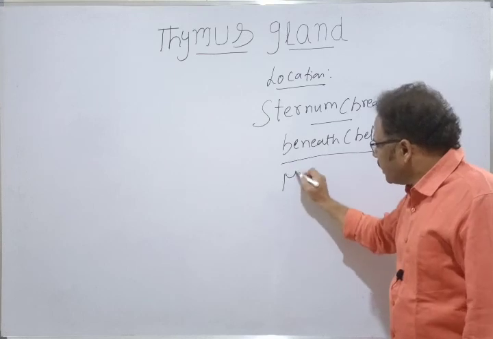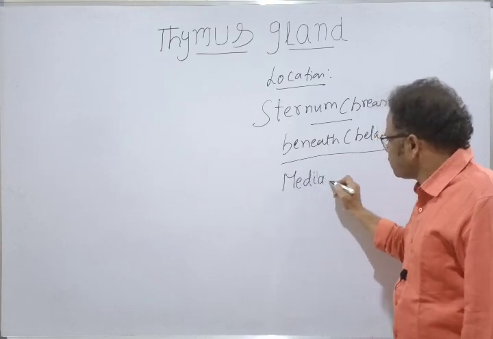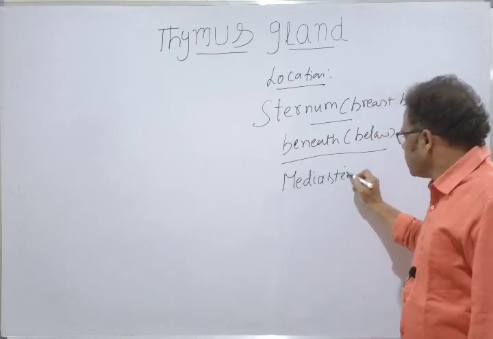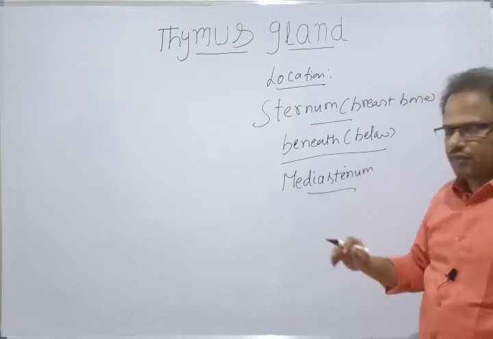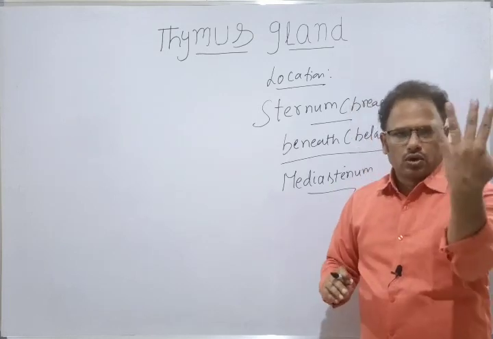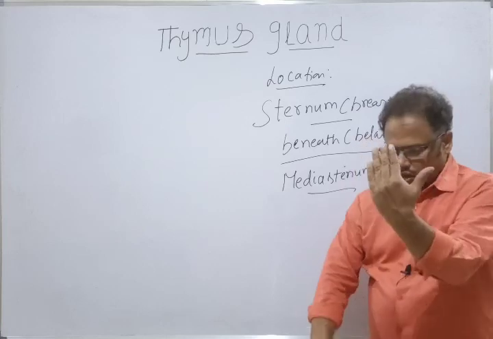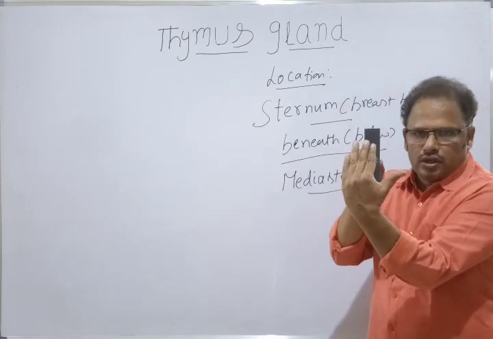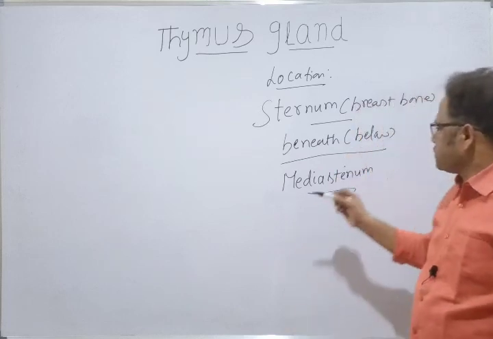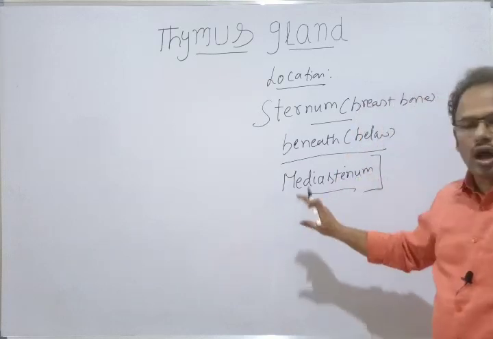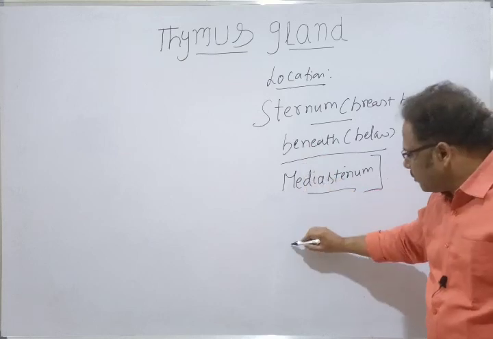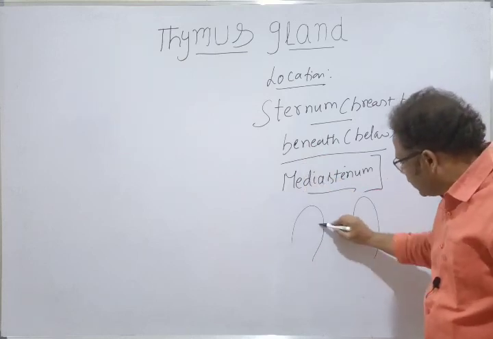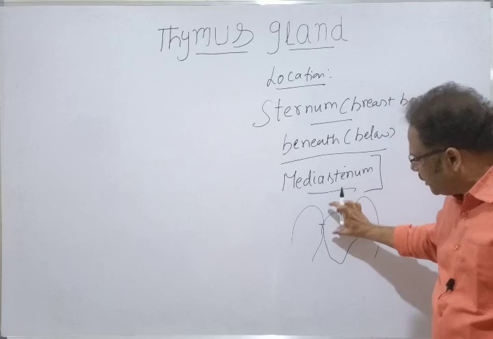What is present? The mediastinum. For example, this is the breastbone, and this is the mediastinum here. The mediastinum is a space between the two lungs where the heart is located. Here is one lung, and here is the heart. This is called the mediastinum.